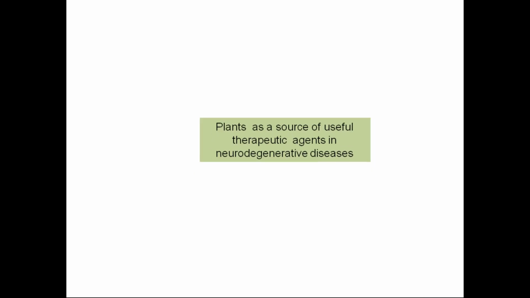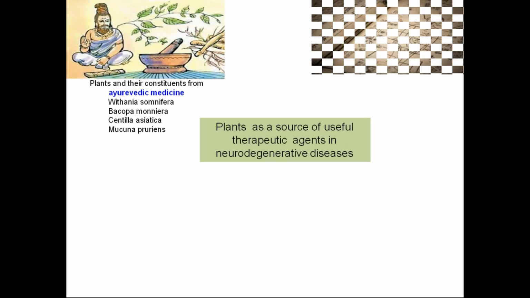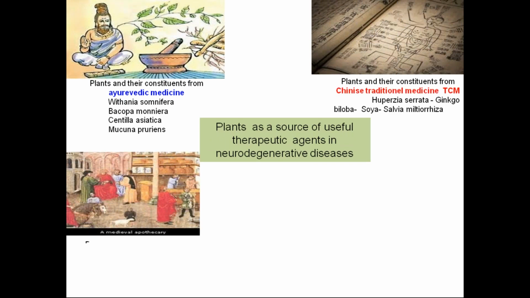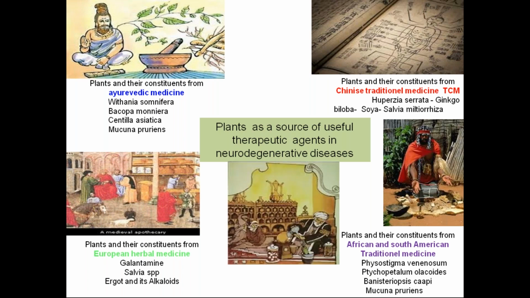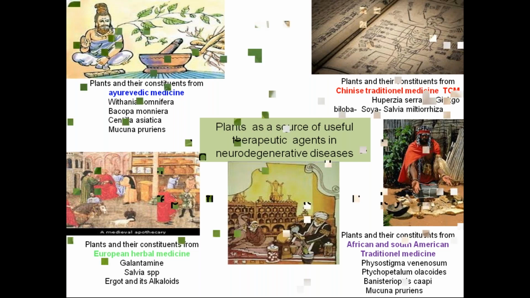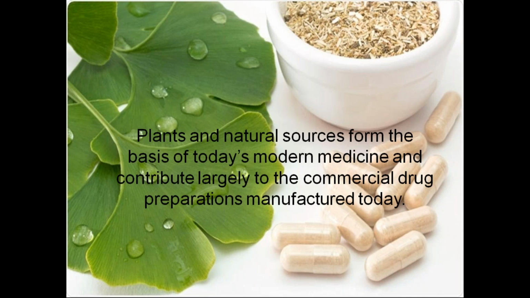For example, what are the different phytotherapies in the world? We have Ayurveda medicine, Chinese traditional medicine, European herbal medicine, African and South American traditional medicine. These different medicines can stop or inhibit the problem of Alzheimer's disease, and we have prophetic medicine. Plants and natural sources are the basis of today's modern medicine.